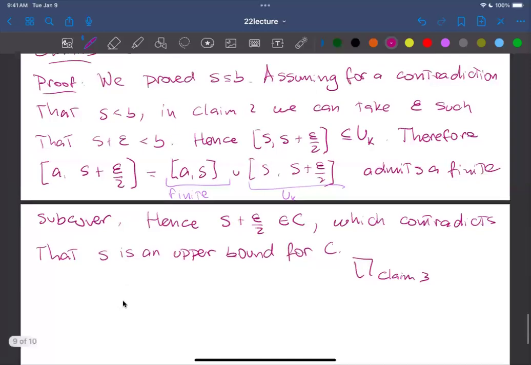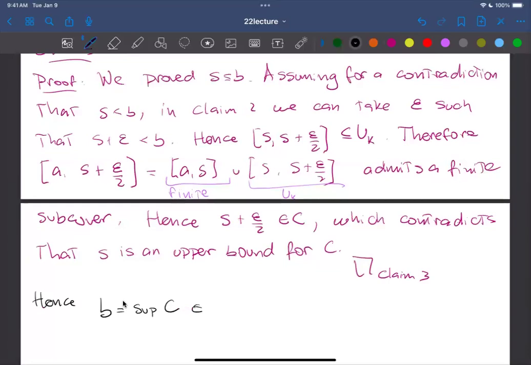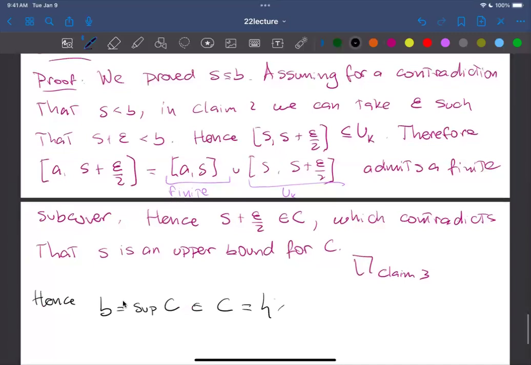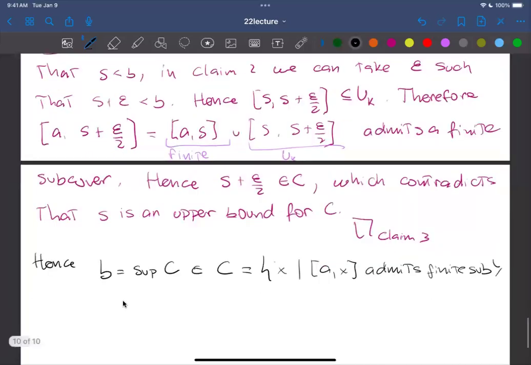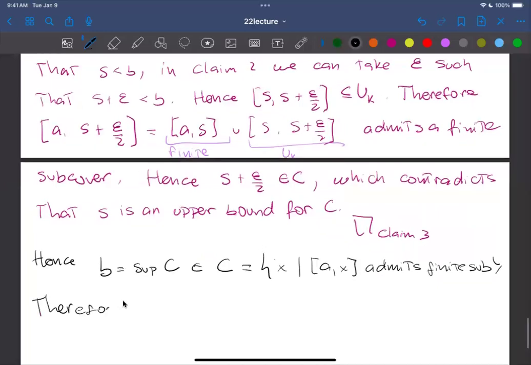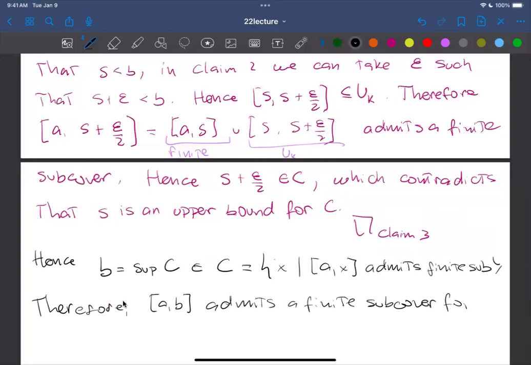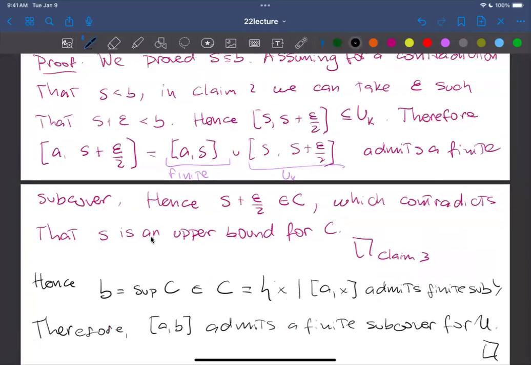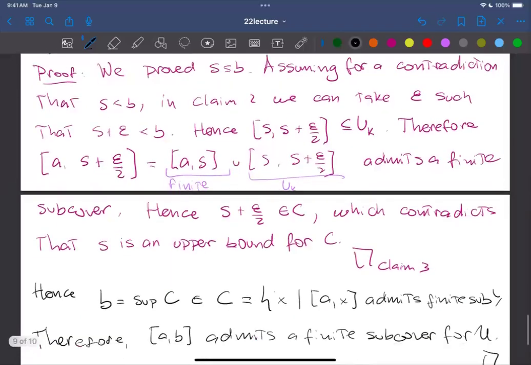In other words, let's summarize the proof. B, which is the supremum of C, we proved lives in C, which is the set of points X such that [A,X] admits a finite subcover. In other words, if B lives there, therefore [A,B] admits a finite subcover. And that's what we want to prove. So that's the end of our proof, which was quite a bit of work. Are there any questions? I will give you like 10 seconds to think about this. Are there any questions?